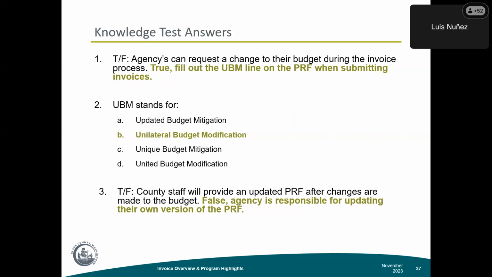First question is true. Fill out the UBM line on the PRF when submitting invoices. Second question, UBM stands for Unilateral Budget Modification. And third question is false. Agency is responsible for updating their own version of the PRF. But please update the PRF just so we don't have to keep asking you to do that, and then we can both be on the same page with the correct information.